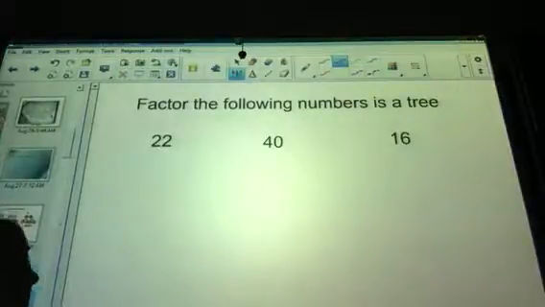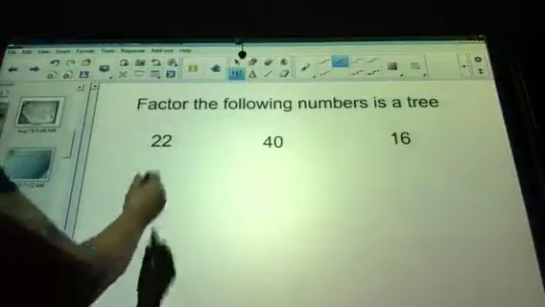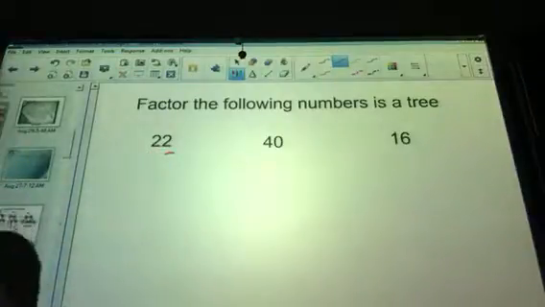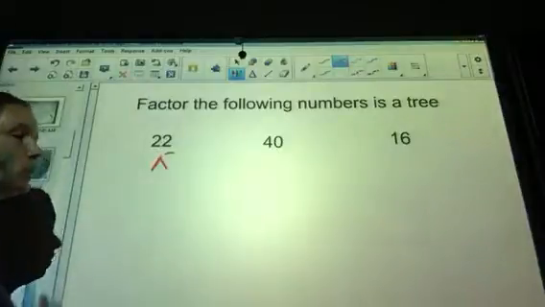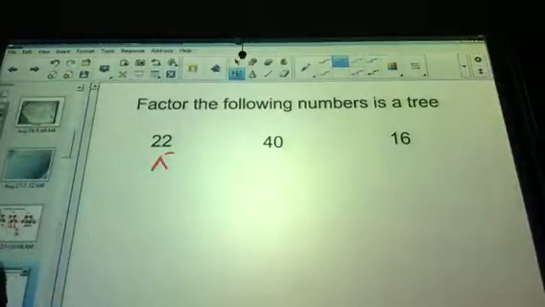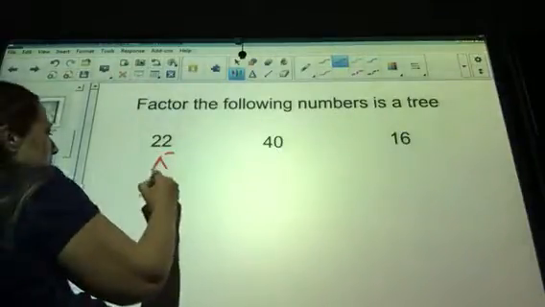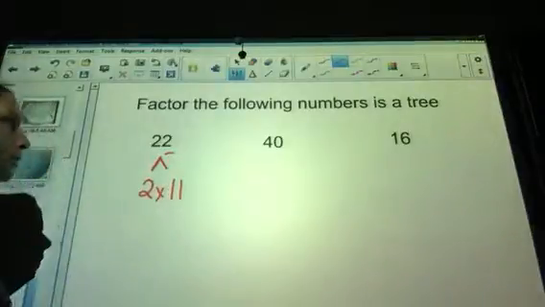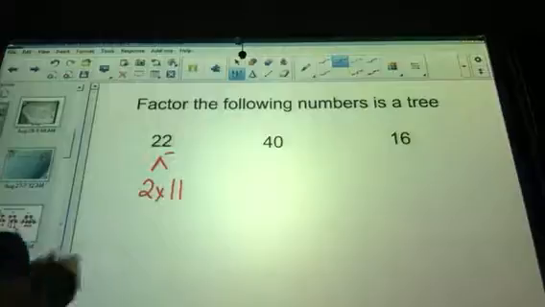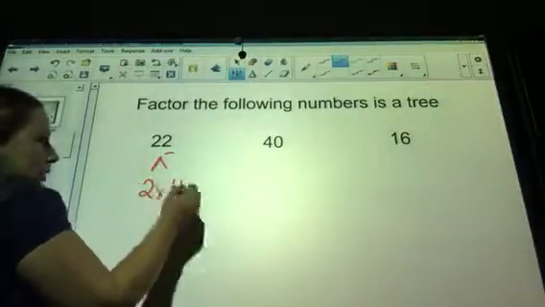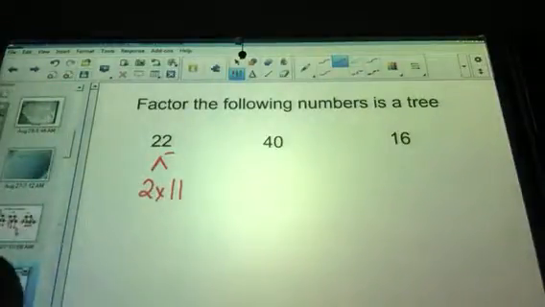22. There's not a lot that goes into 22, but I know because 2 is right here and it's an even number, I know at least 2 goes into it. So if you have to, you can look at a multiplication chart and you would see that 2 times 11 goes into 22. And that's going to be it. They're prime. So this would be your endings right here, 2 times 11.